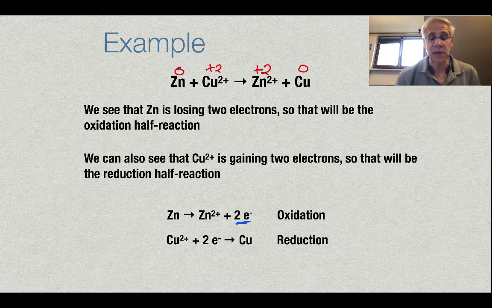And for our reduction half reaction, we have copper 2+ plus 2 electrons goes to copper metal. And so for a reduction half reaction, your electrons will always be in the reactant because it is gaining electrons.